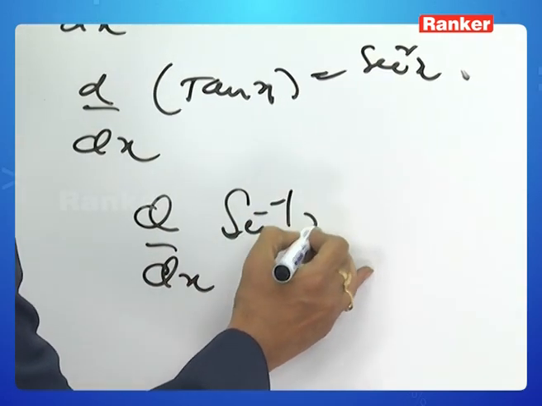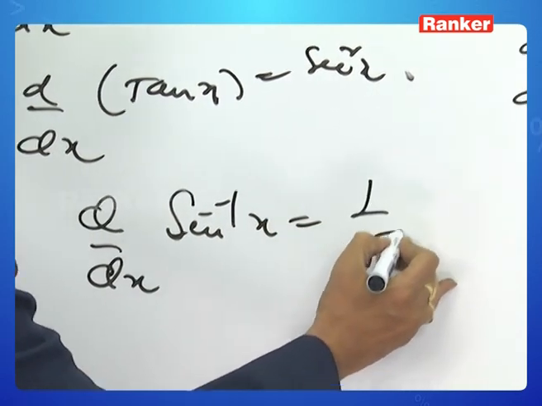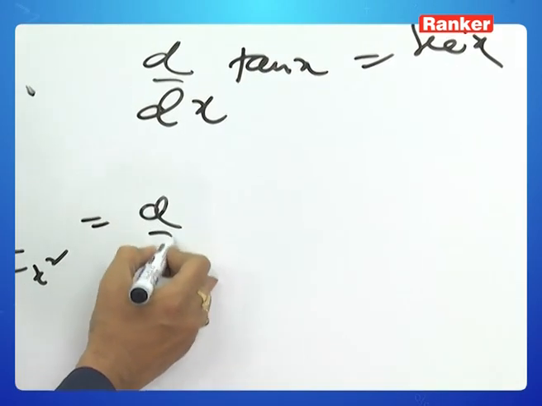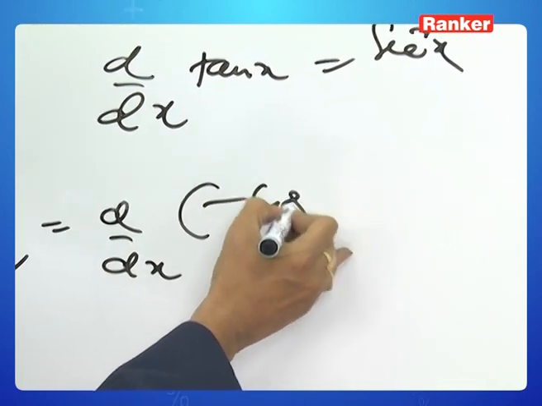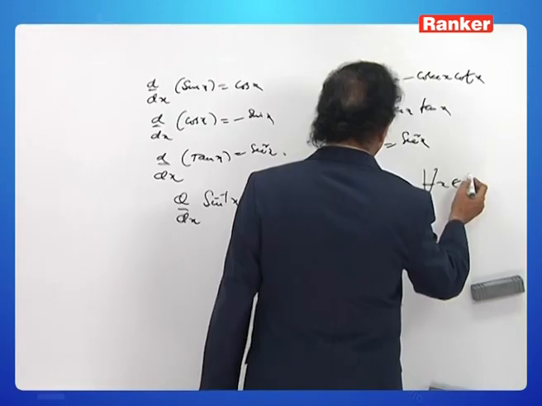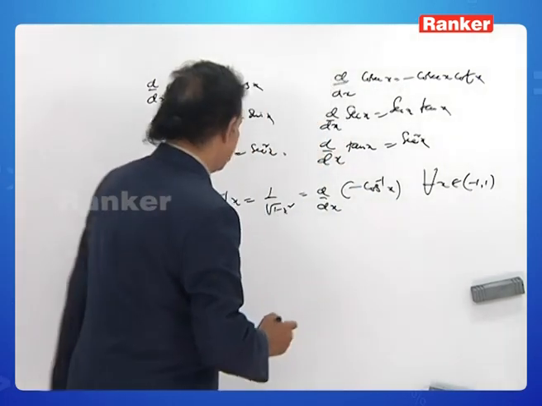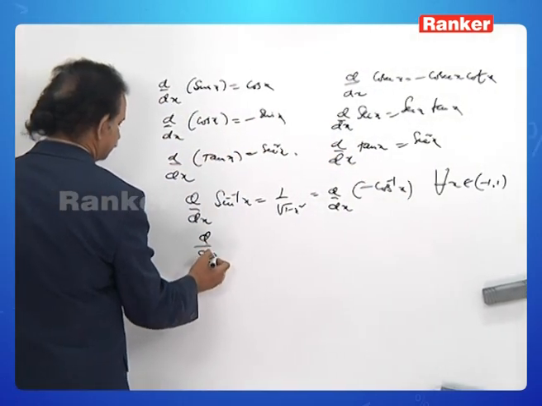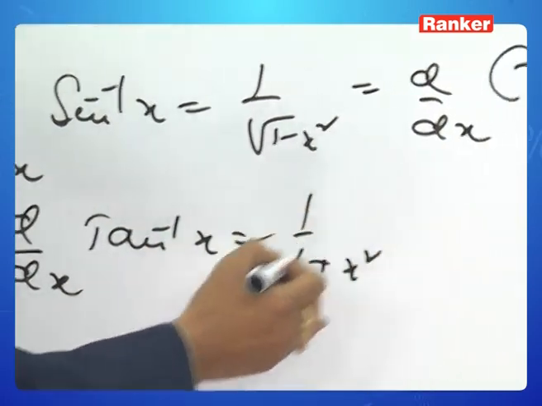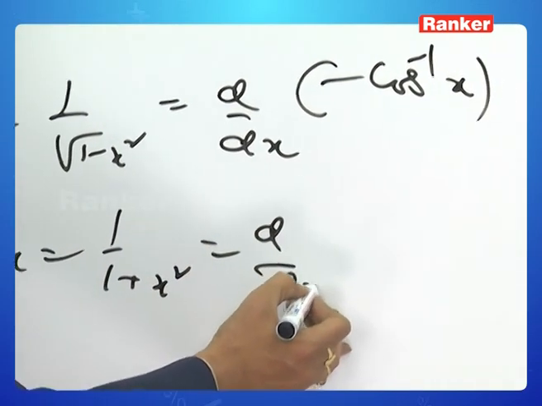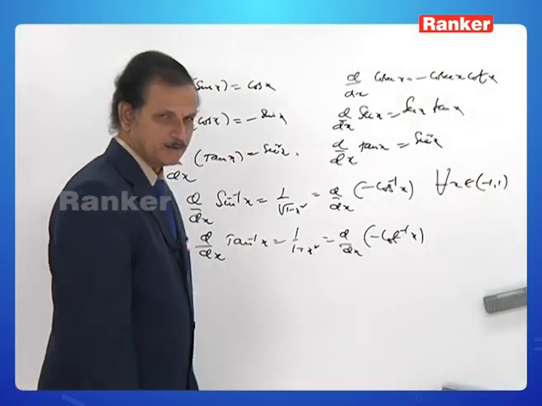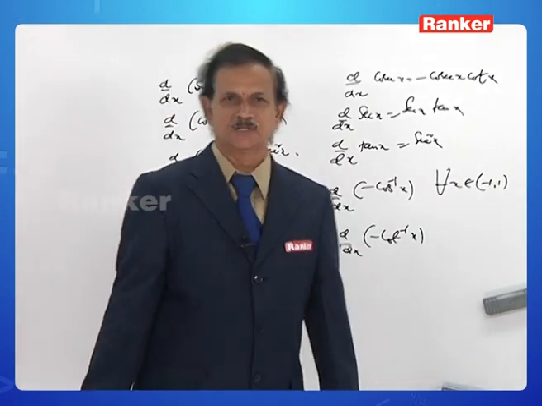Well then, next one, derivative of sine inverse x is equal to 1 by root 1 minus x square. This can again be taken as minus cos inverse, where all x belongs to minus 1 to 1. Good. Derivative of tan inverse x is one by 1 plus x square. The same can be taken for minus cot inverse x. Of course, it is for all x belongs to R, because its domain is the set of real numbers.